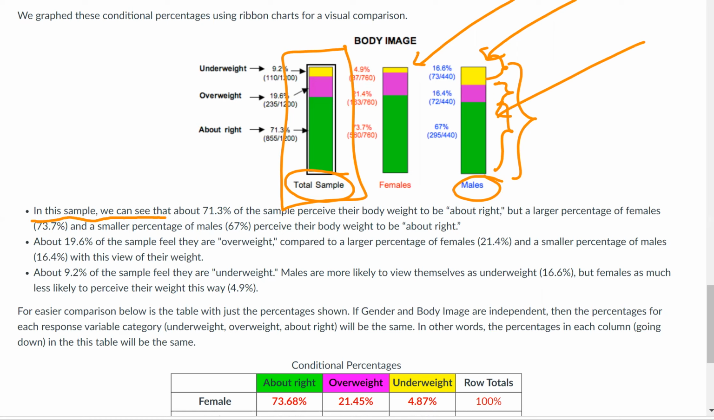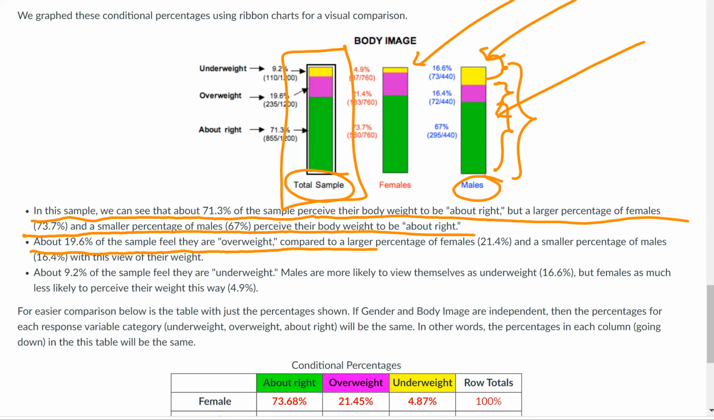In this sample, we can see that about 71.3% of the sample perceive their body weight to be about right, but a larger percentage of females, 73.7%, and a smaller percentage of males perceive their body weight to be about right. About 19.6% of the sample feel they are overweight compared to a larger percentage of females, 21.4%, and a smaller percentage of males, 16.4%.